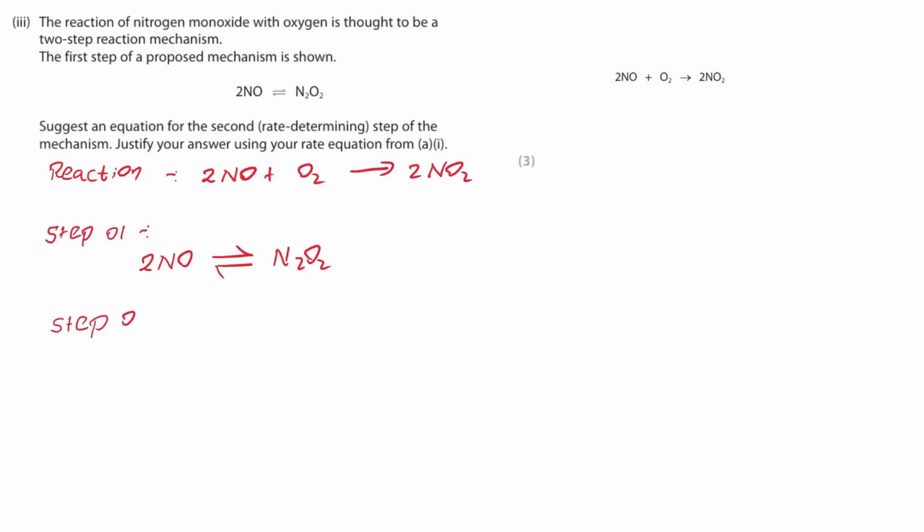Right. Now they ask us to suggest a mechanism or reaction for this second step. That's what the question says. Okay, let's see how we can find this one, right? Now we can see that first we'll write the rate expression. The rate expression says that rate equals rate constant times [NO] to the power 2 and [O2] to the power 1. That was our rate law, right?